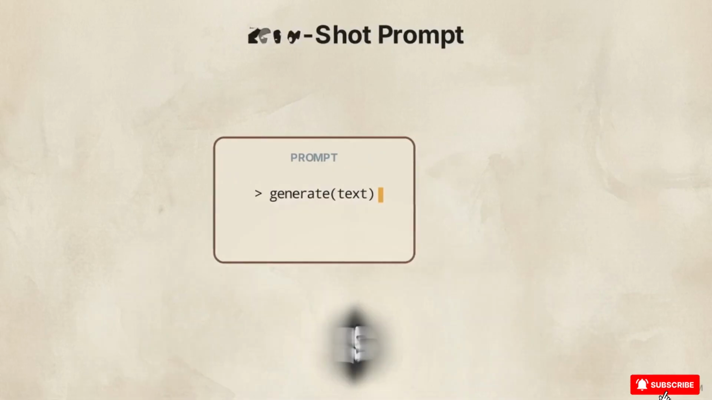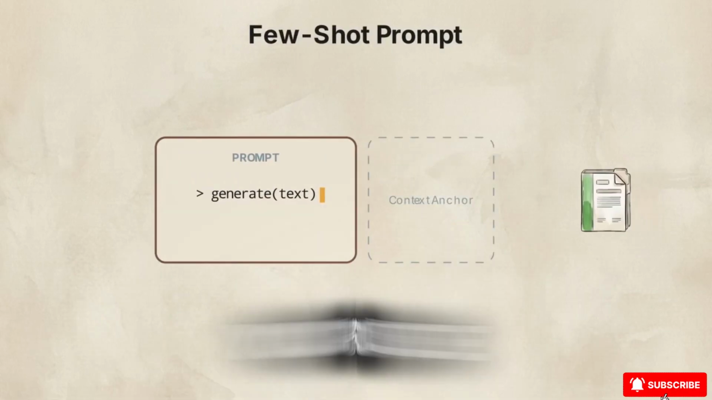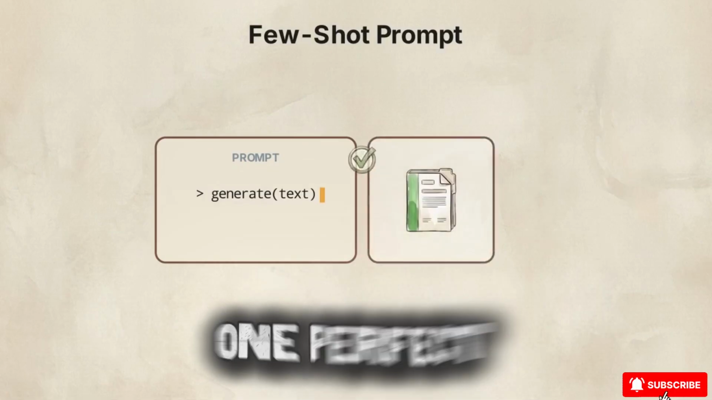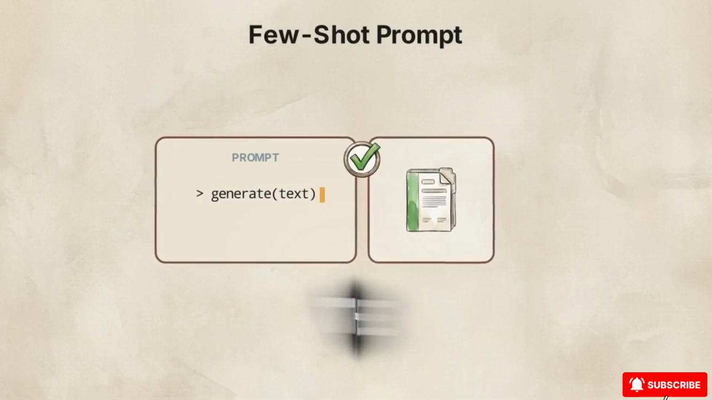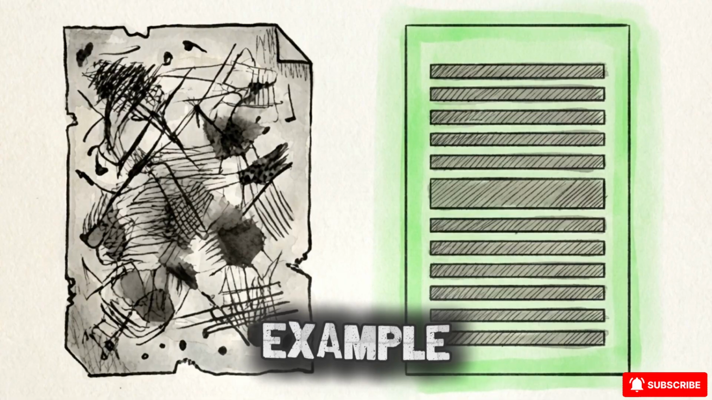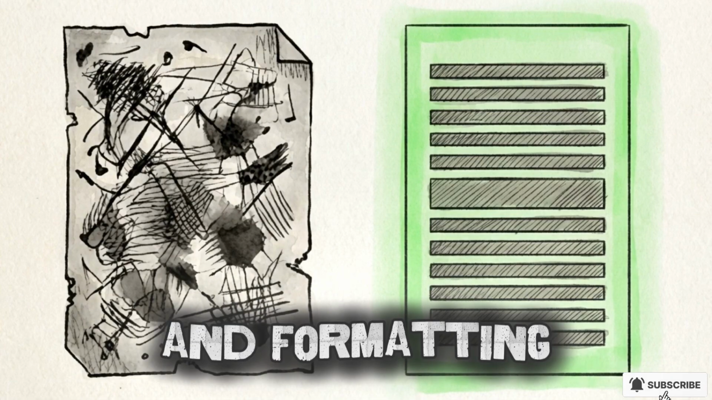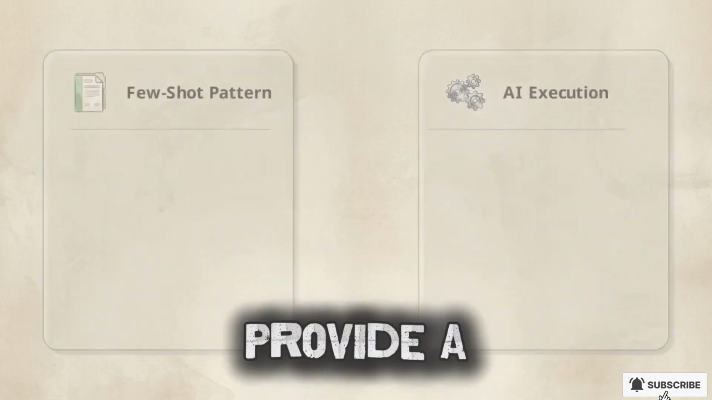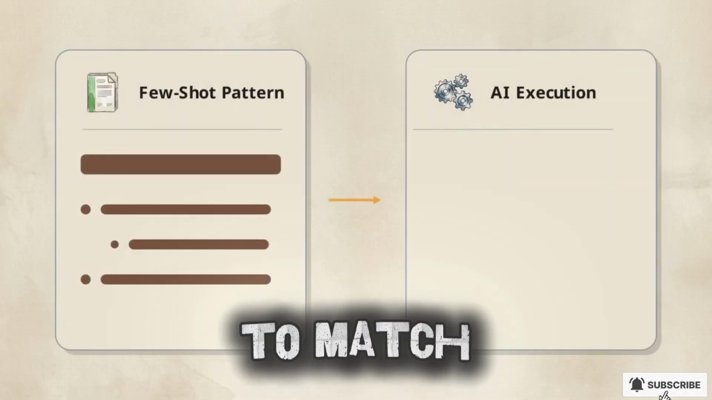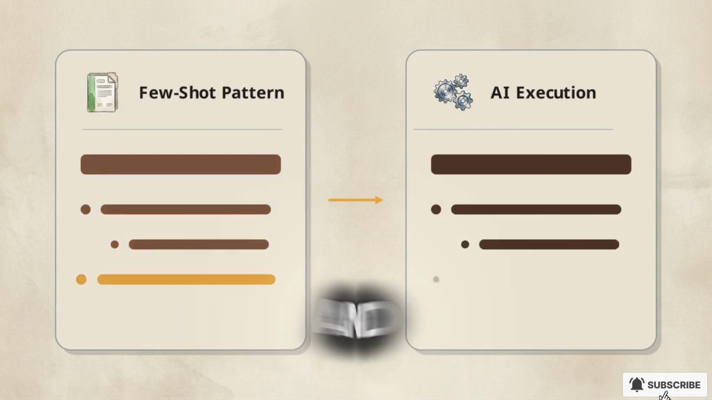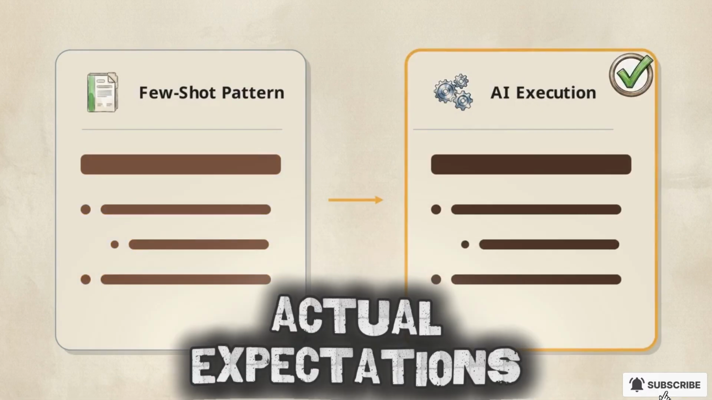The first upgrade is a few-shot prompt. Here, you provide the AI with just one perfect example of a past response that hit the mark. Seeing even one example helps the model immediately identify the precise tone, length, and formatting you require. When you provide a clear pattern for the AI to match, you take the guesswork out of the output and bring it much closer to your actual expectations.